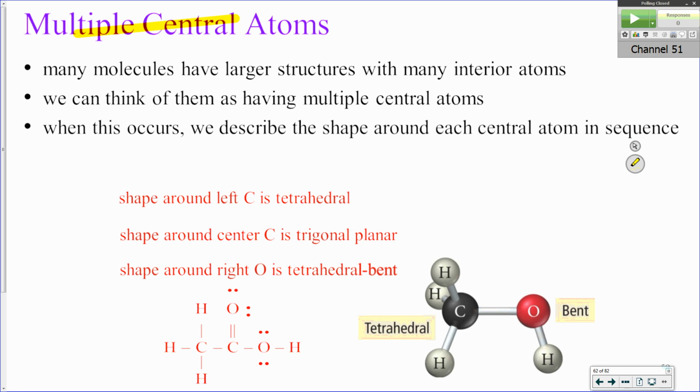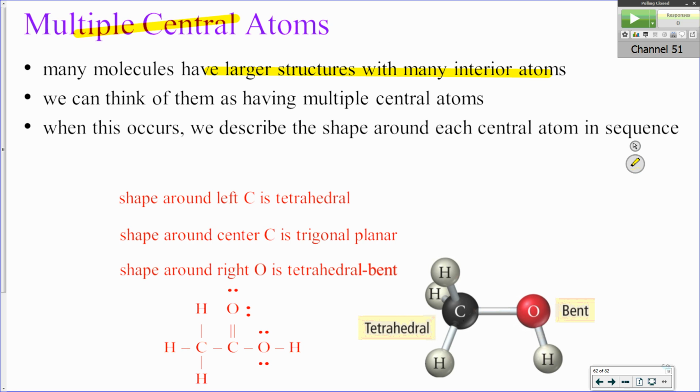Okay, so let's finish up with the notes right quick. The first thing I want to talk about is how we deal with multiple central atoms. When you have things that have many interior atoms, you do it one atom at a time. That's what it comes down to. And you just work down the chain.